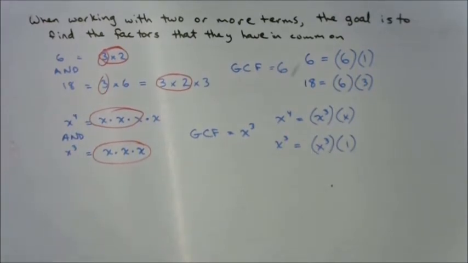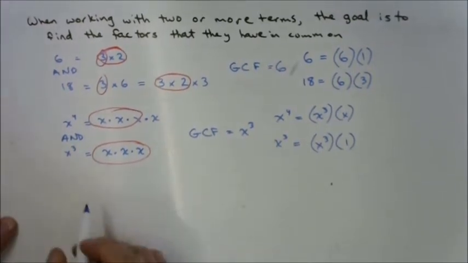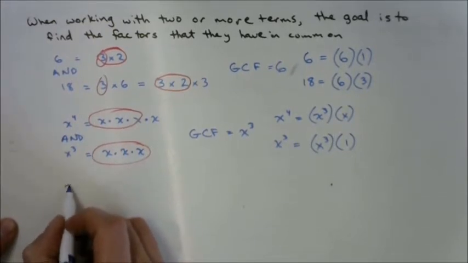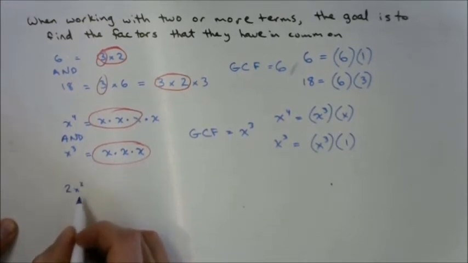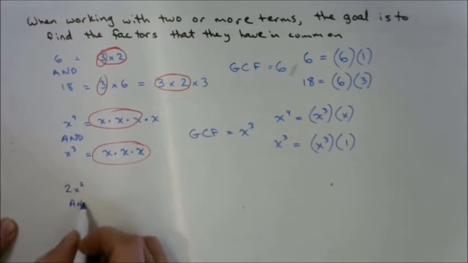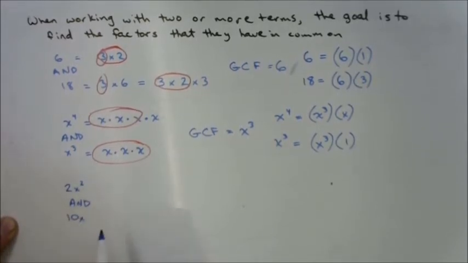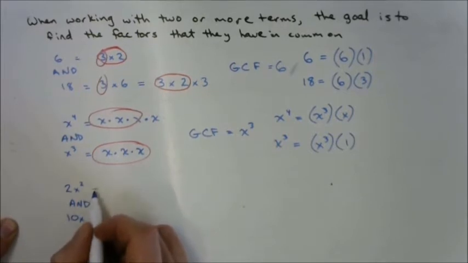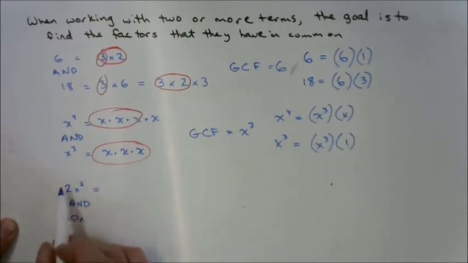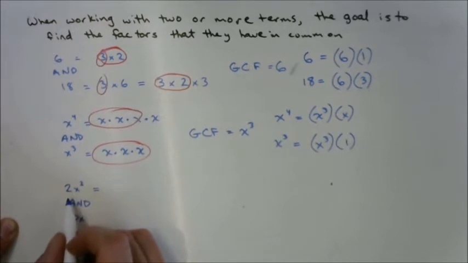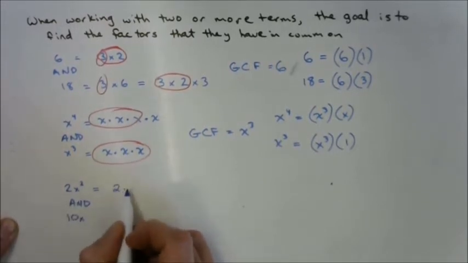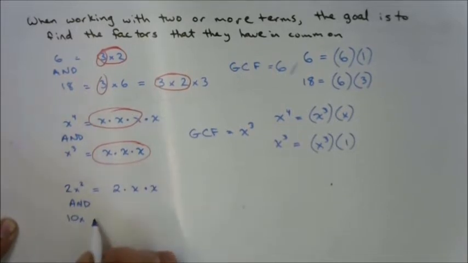Let's get a little bit trickier here. Let's go for a pair of terms that has a number element and an exponent variable element. We've got 2x squared and 10x. And let's break these into their prime factors. Well, this is 2 times x times x. What about 10x? 2 times 5 times x.